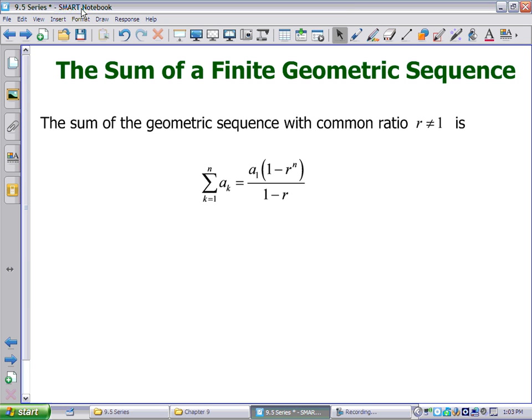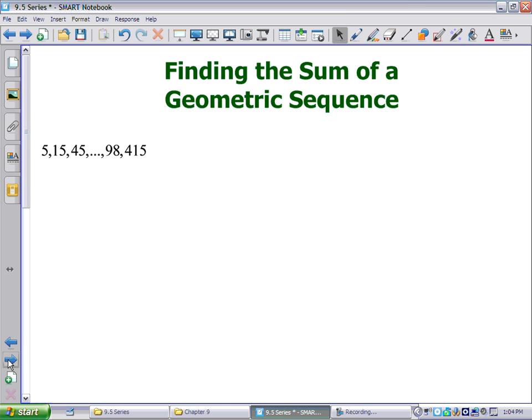Now we're going to look at the sum of a finite geometric sequence. With a geometric sequence, you do not need to know your a sub n term. You do need to know your n, and you do need to know your first term. So if you look here, you've got your sigma notation, and from the sigma notation, it says take your first term, and in the numerator, multiply it by 1 minus r raised to the n power, and that's all divided by 1 minus r. Let's look at an example here.